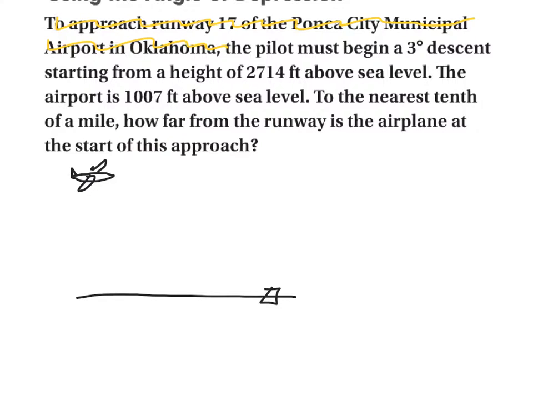All right. So we have to somehow figure out how to draw a triangle here. Okay? We want to know, to the nearest tenth of a mile, how far from the runway is the airplane at the start of the approach? Well, we know that the pilot is making a 3-degree descent, starting from a height of 2,714. Okay, well, there's a couple of things they're talking about here that we have to make sure to have straight. The airplane's height is 2,714 feet above sea level. How high is the airport above sea level?